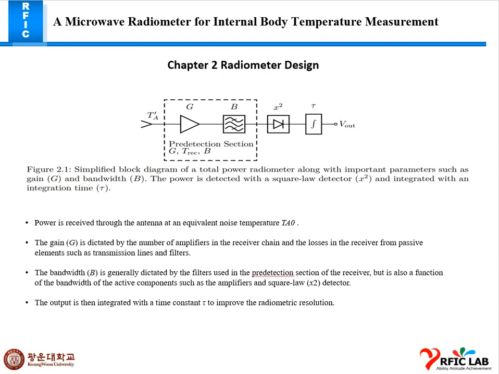In this block diagram, bandwidth is generally determined by the filter used in the selection section of the receiver, but it is also a function of active components such as the amplifier and the square law detector. After all this processing, the output of this block diagram is integrated with time constant t to improve the radiometric resolution.